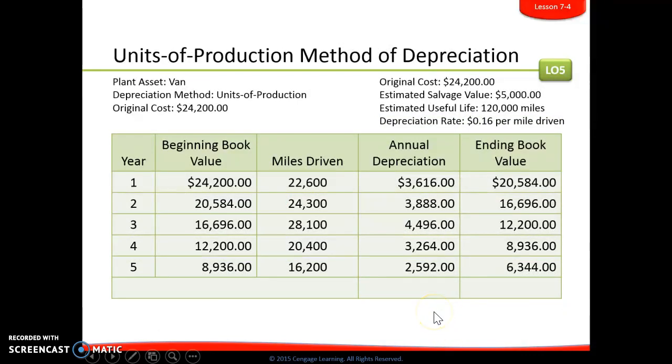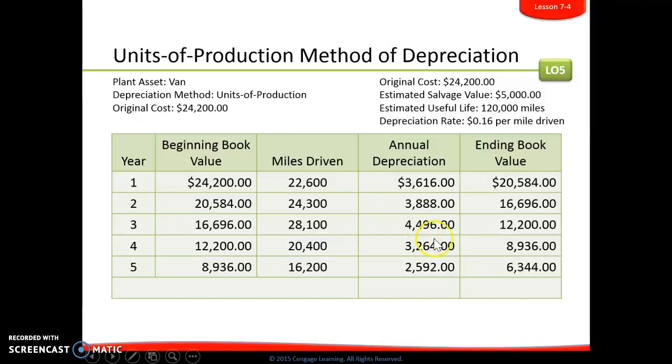Okay, units of production method of depreciation. So here again, we're looking at another vehicle. This time it's going to be a van. We have our original cost, our salvage value, and this time for our useful life, we have miles. That might be common when we see different types of equipment that depend on how much we use it, not how old it is. So here we see that we're assuming we're going to be using it for 120,000 miles, and then we're going to depreciate at 16 cents per mile.